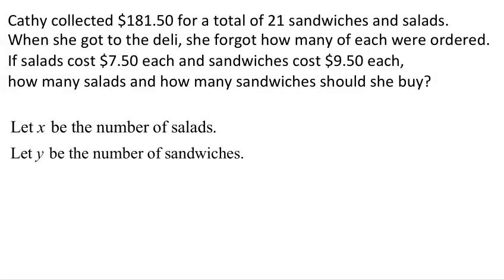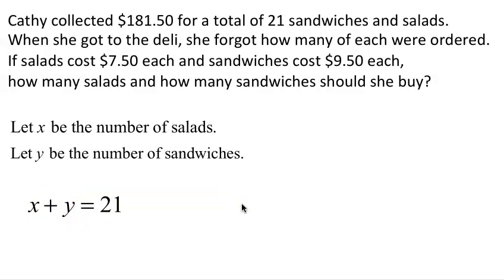Now we need to get two equations somehow. So we start with 181.50. We can use that, and we have 21 sandwiches and salads together. So if the total of orders is 21, then the number of salads plus the number of sandwiches should be 21. And that's the first thing we're looking for.